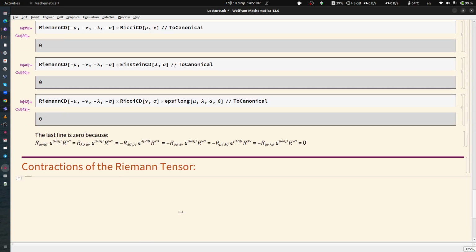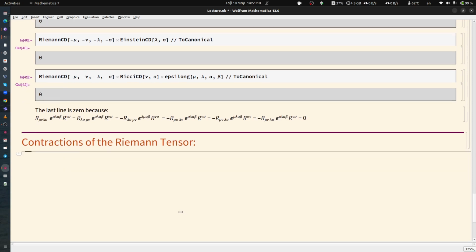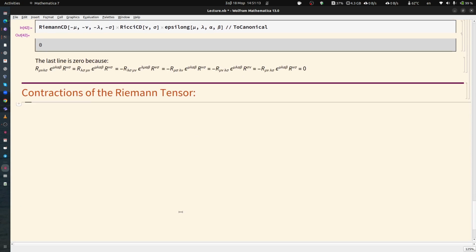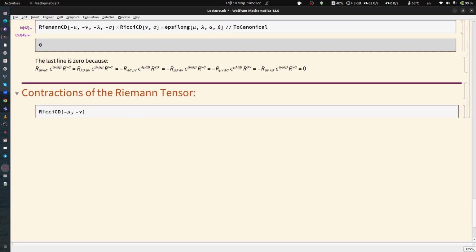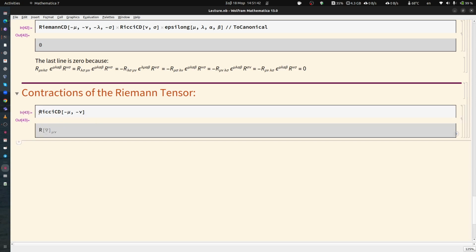Now, let's examine the tensors that are obtained using contractions of the Riemann tensor. The first tensor that we know is the Ricci tensor. There's a special symbol for it. It's called Ricci. You remember the convention of xTensor. It takes the name of the tensor and appends the name of the covariant derivative that it corresponds to. And you see that the output form of the Ricci tensor is similar to the one for the Riemann tensor, but it only has two indices.